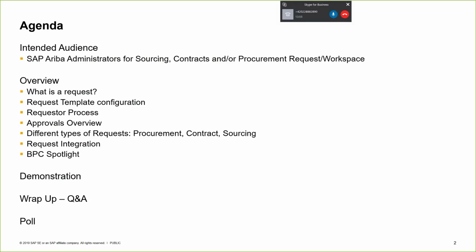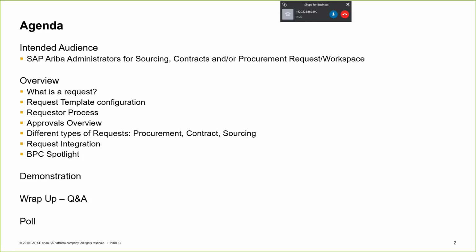We are going to look at first what is a request. Well, it sounds easy. What is a request and how to configure the request templates. We're also going to look at the request process, what steps need to be taken, about the approvals. We look also at the different types of requests that we are going to cover today: procurement, contract, and sourcing.